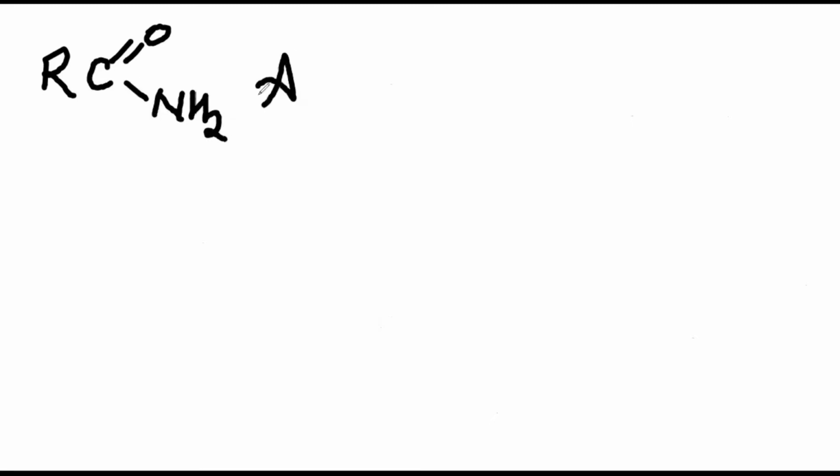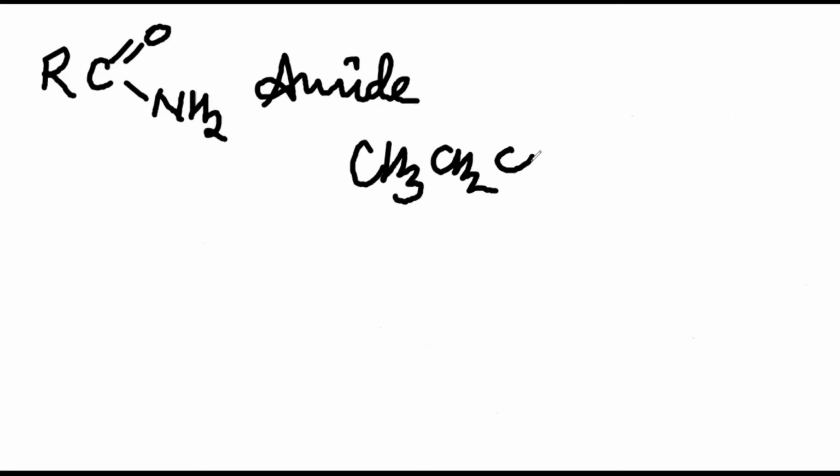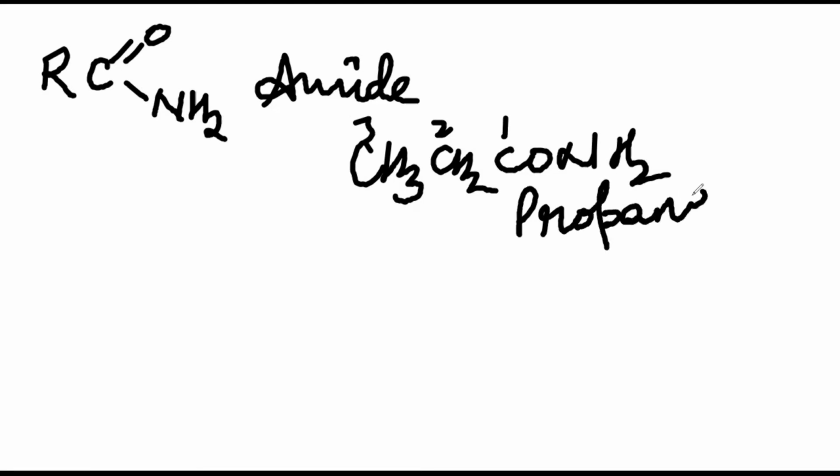Now there are 3 more derivatives. Let's see. This is the carboxylic acid, right? And in this carboxylic acid, OH is replaced by the NH2. And this one is known as amide. Amide will be named as amide only. So let's see an example. CH3, CH2, CONH2, right? So 1, 2, 3. 3 carbons are there. So it will be known as propane. Again, we will remove the E and you will write amide. It will be propanamide.